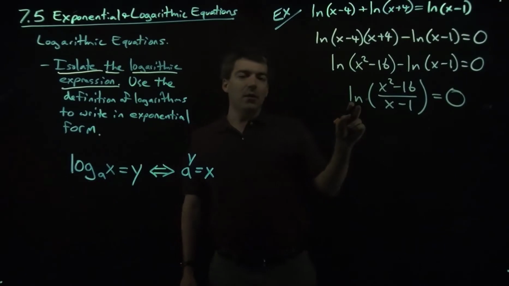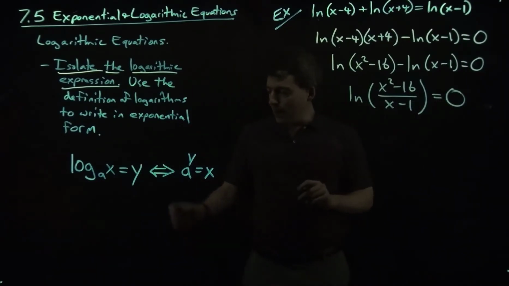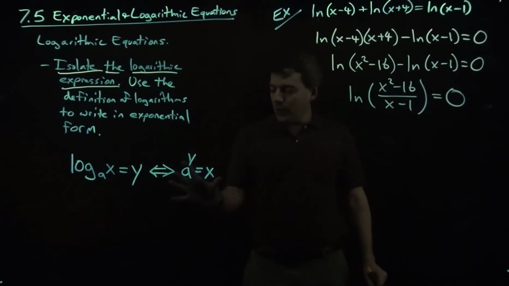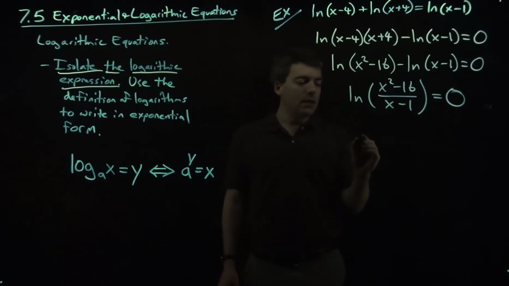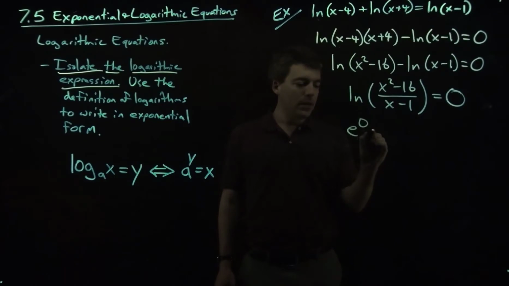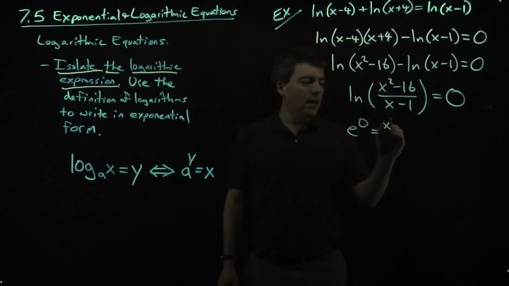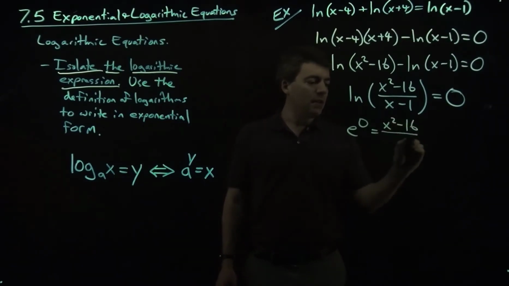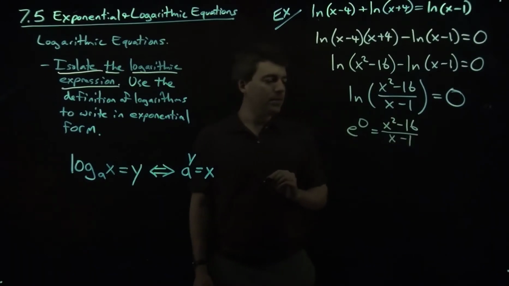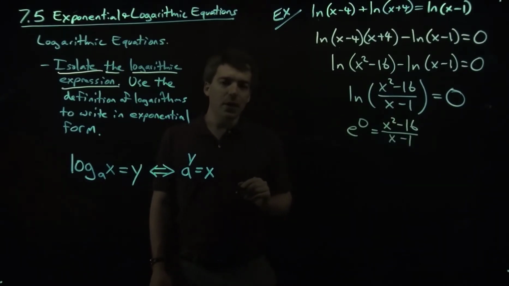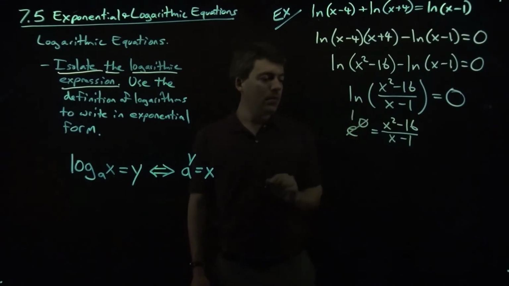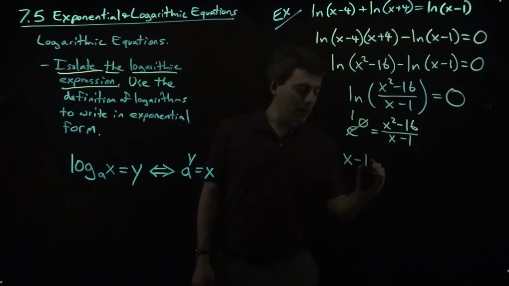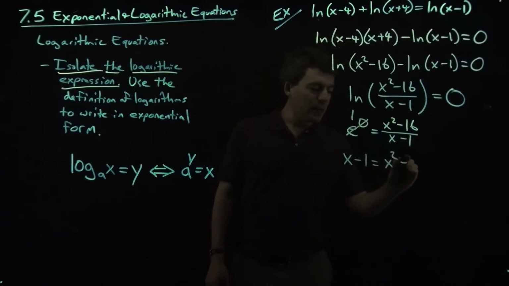Okay, so we have a single logarithm on one side equal to a number. That's what we have right here. We can write this now in exponential form. 0 is the exponent on e. That gives us x squared minus 16 over x minus 1. e to the 0 is 1. And we can then multiply by the x minus 1, and we'll get x minus 1 equals x squared minus 16.